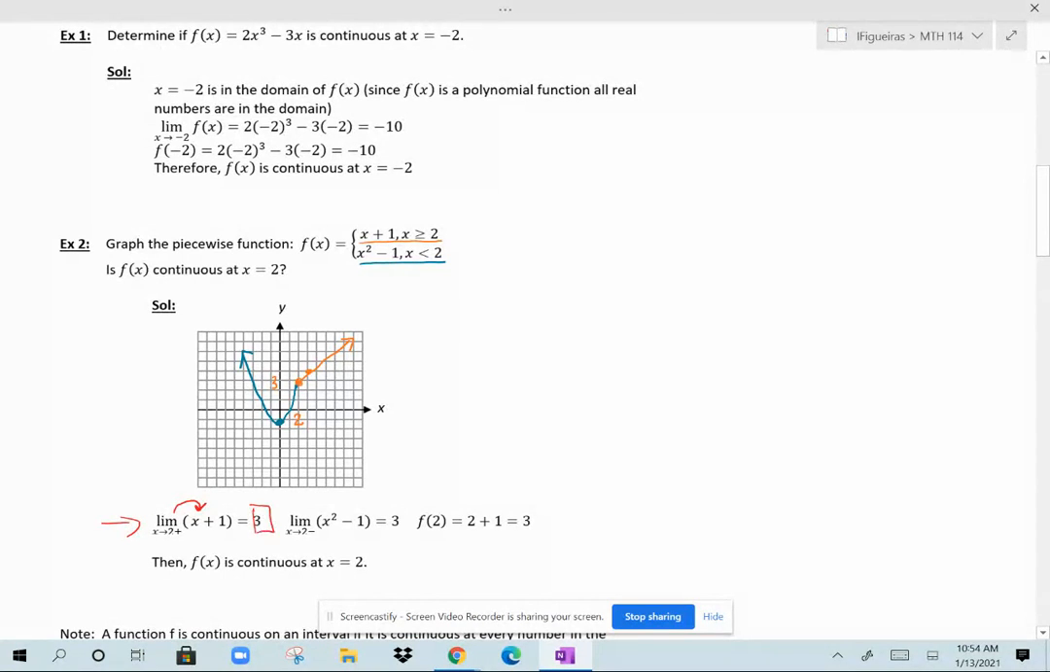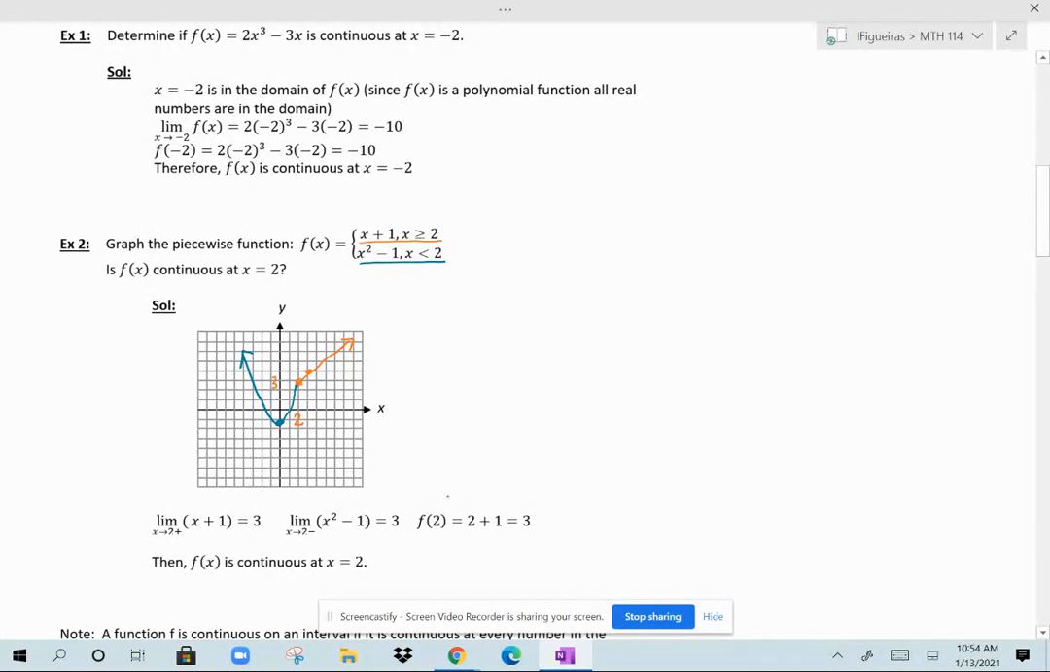Now I need to do the same thing from the left side of 2. When I'm on the left side of 2, I'm on the parabola. And just like in the last example, you can do this by direct substitution. So if I plug in 2 here, you also get a value of 3. So therefore, your limit exists. Your limit is 3.